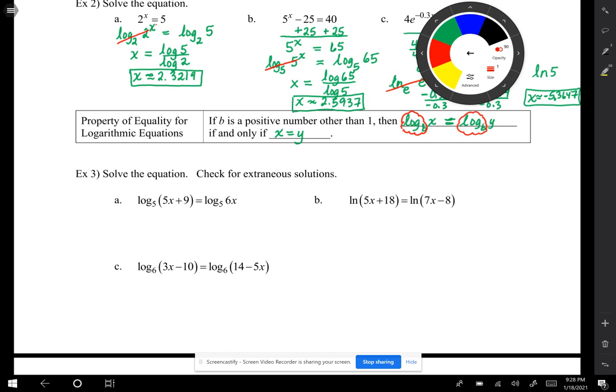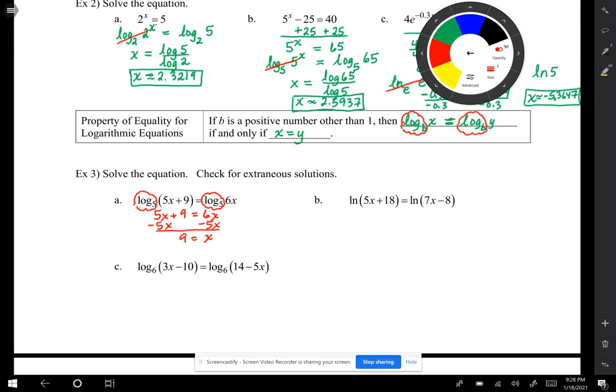So let's look at these problems. Looking at problem A, notice what is alike is that this portion is alike. I'm just going to circle it right now temporarily. When you know those two are alike, then you can just set 5x plus 9 equal to 6x. Pretty simple. And then you just solve the equation like you normally would solve any linear equation. So subtract 5x, 9 equals x.